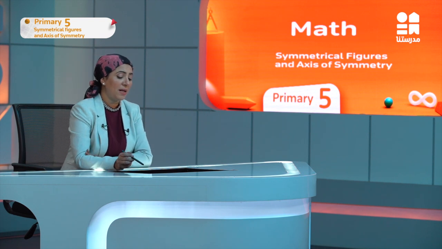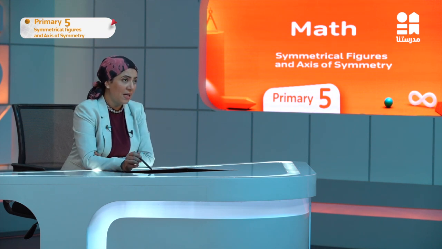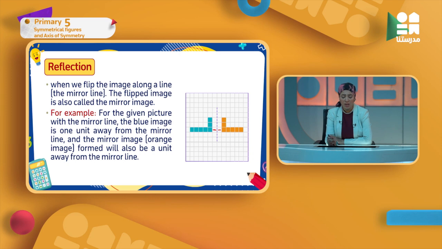لأنه لو أخذنا بالنا the number of units is the same, the number of units the shape is away from the mirror line is the same. كل اللي حصل إنه I reflected it to the other side. It was on the side of the mirror line and I have reflected it on the other side.